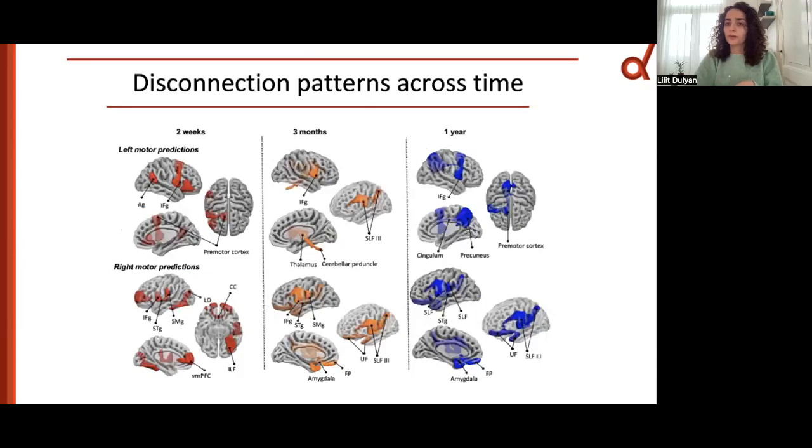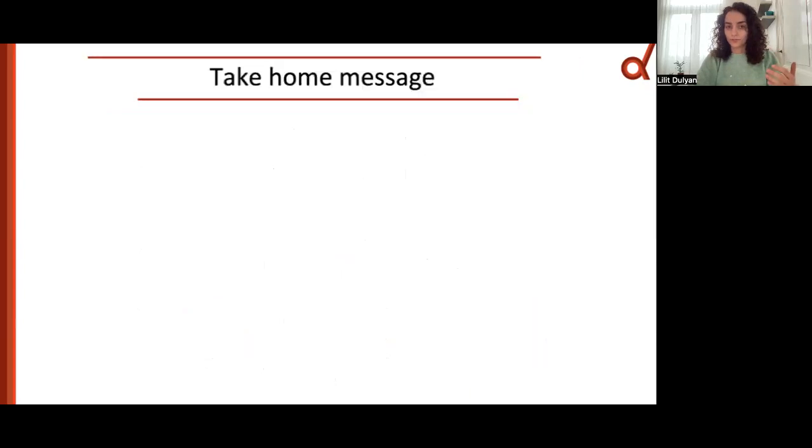We went further and looked at the top 3 components in the ridge regression that were significant contributors in explaining the variance in data. So, for example, the right inferior frontal gyrus was a significant contributor for the left motor impairment, starting from 2 weeks to 1 year after stroke. And we see that disconnection patterns vary across time, and they involve areas beyond motor cortex.